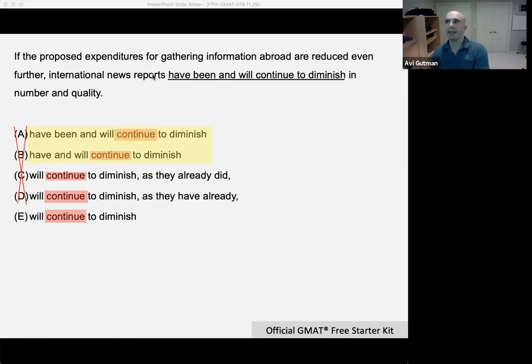I guess if I say as I have been for a week, then at least I'm adding some more information. I'm telling you how long I've been doing it for. But answer choices A, B, C, D don't even tell us how long it's been going on. So then why say anything at all? Why are you telling me that you've already been doing it?